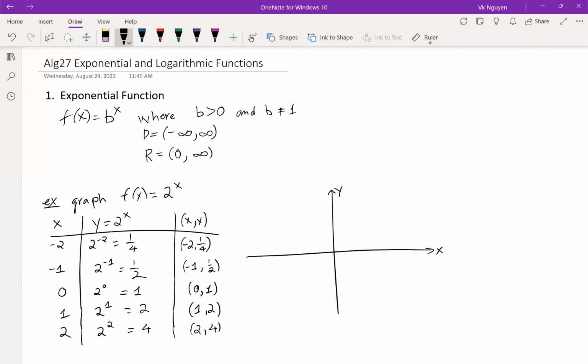x, y. (-2, 1/4), (-1, 1/2). I'm going to cut this into 4 parts here, so 1/4 is right here. -1 and a half, halfway, so it's going to be right here. (0, 1), (1, 2), (2, 4), somewhere up here. This is the shape of the graph.